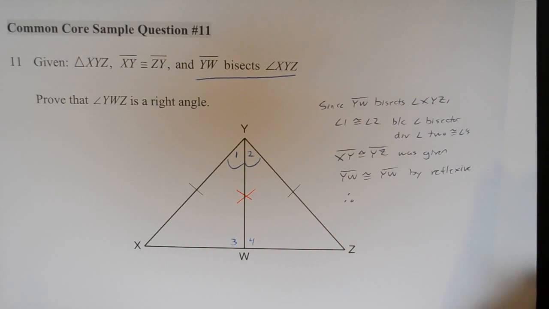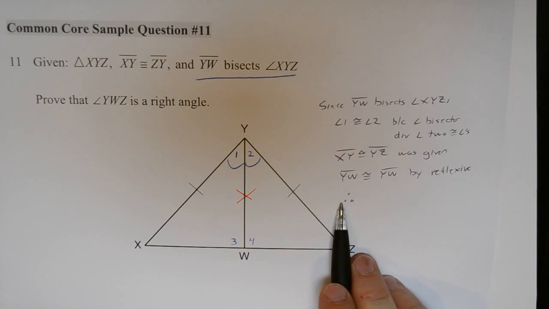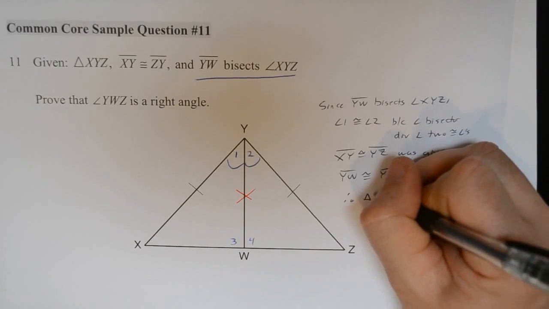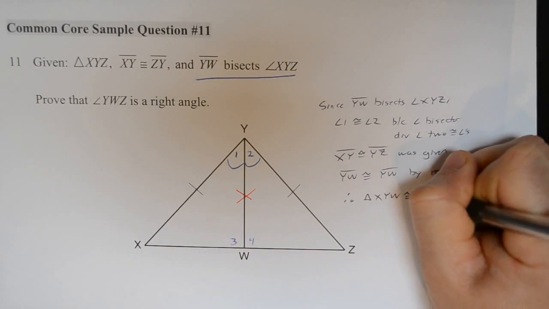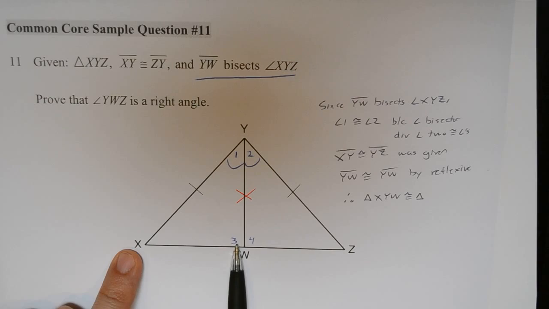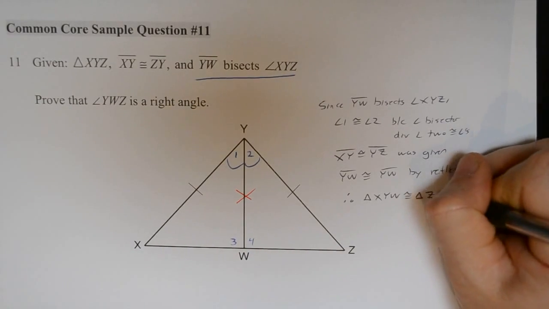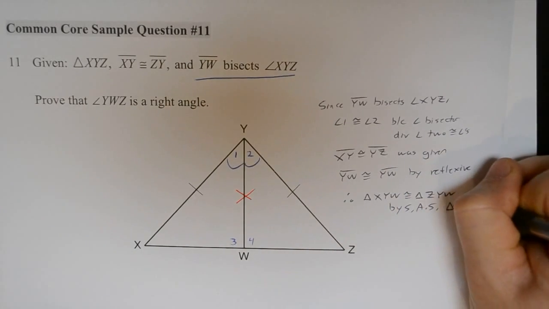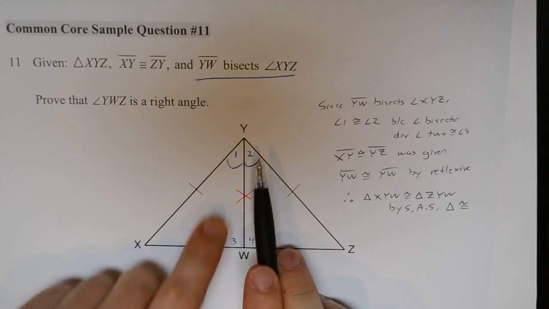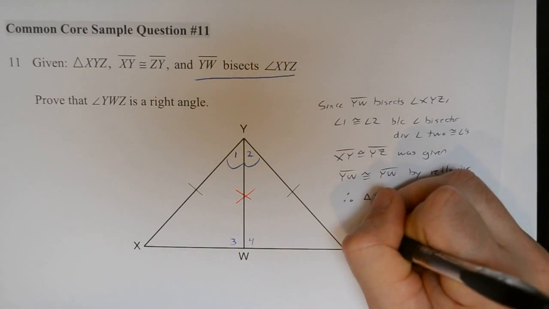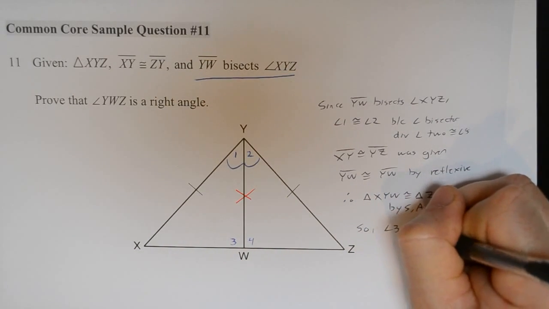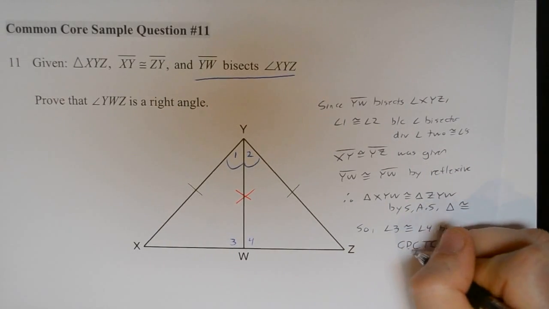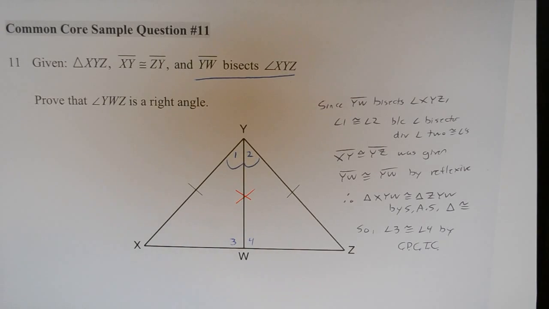Therefore, do you guys know those 3 dots for therefore? Right, that's a handy little symbol. It means therefore, like I'm going to conclude something from this. Triangle XYW is congruent to triangle, now you got to make sure these match, right? XYW matches up with ZYW by side, angle, side, triangle congruence. Right? There's our side, angle, side. So angle 3 is congruent to angle 4 by CPCTC. Right? Corresponding parts of congruent triangles are congruent.